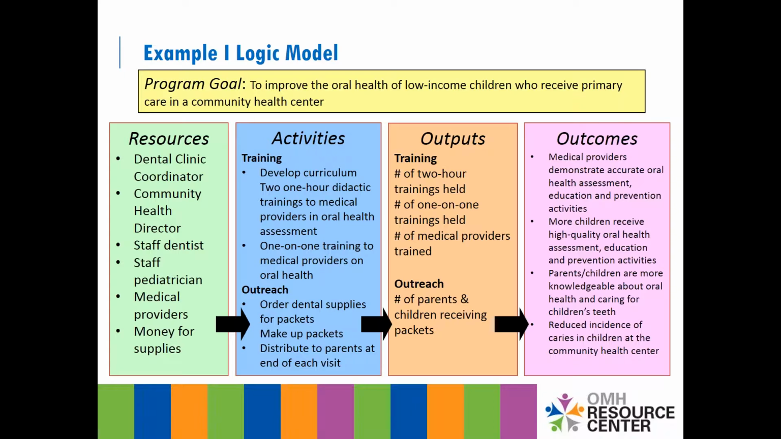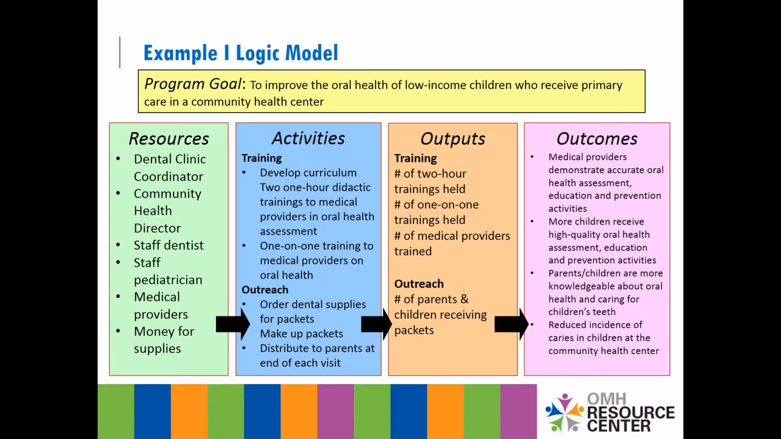Now what you're going to gain from the activity is the outputs. So from the trainings: the number of two-hour trainings that you're holding, the number of one-on-one trainings that you held as well, and the number of medical providers who were trained. So you're gaining those from the training activities. And then from the outreach, some of the outputs can include the number of parents and children receiving the packets.